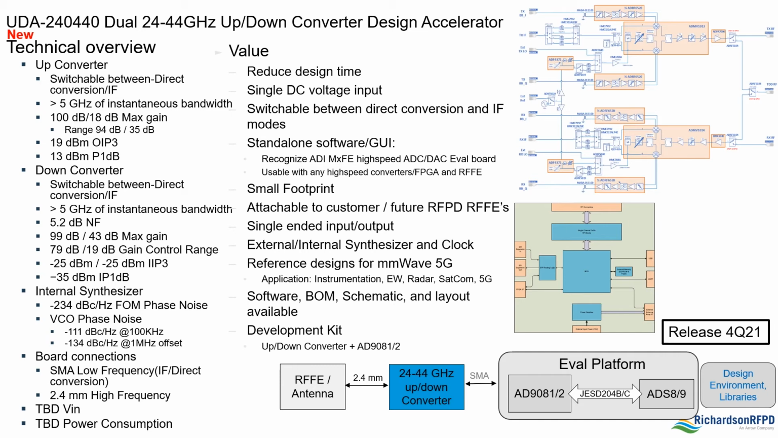It's also designed to allow the customer to either use in direct conversion mode or an image reject IF mode. The design also includes the required filtering to have good performance over the full frequency range. Most customers will use this with a high-performance analog-to-digital converter and digital-to-analog converter because of their wide bandwidth requirements.